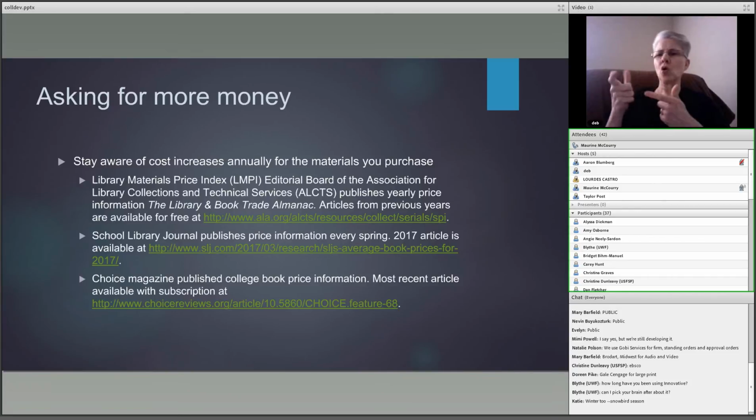Very, very helpful information. School Library Journal publishes price information every spring, and this is a very short, quick, easy to read article. Mostly, of course, it applies to school library purchases, but would be helpful for anyone that purchases young adult material. And Choice Magazine for academic libraries does publish an article about college book prices on a regular basis, and that's a subscription resource, but if you're at an academic library, you probably have access to that.